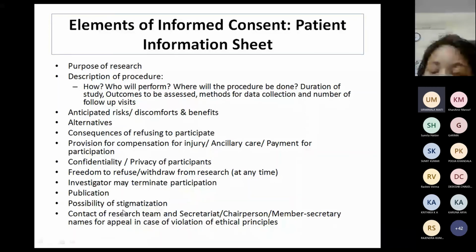And lastly, but not the least, are the contact details of the research team, as well as the members of the IEC, right? In case of any violation of ethical principles, the participant will have the contact numbers or the contact details of these people, right?